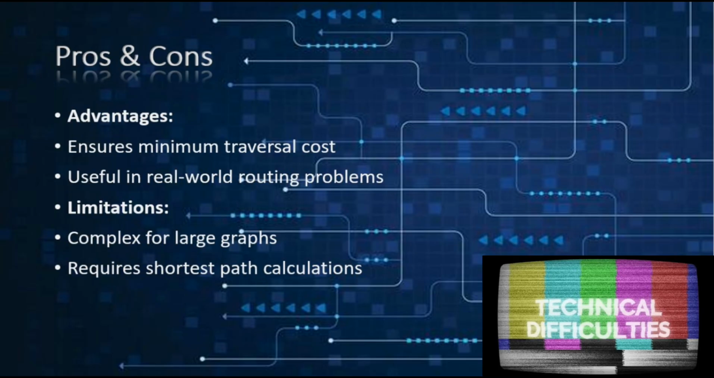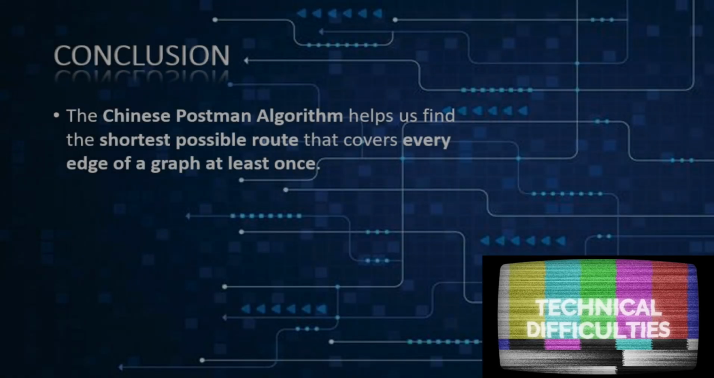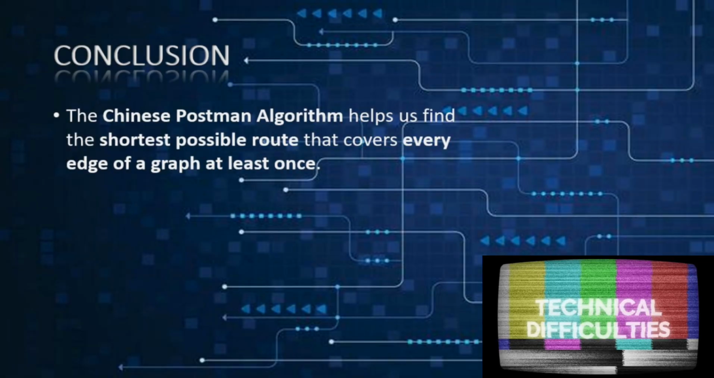Finally, in very large real-time systems, using this algorithm may not be practical due to memory and processing constraints, and approximate solutions may be preferred instead. So overall, while the Chinese Postman algorithm is powerful and optimal, it is best suited for medium-sized, connected graphs where exact optimization is required.